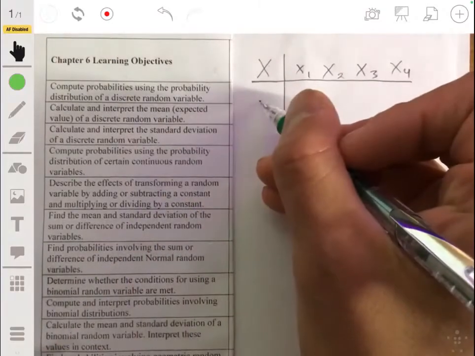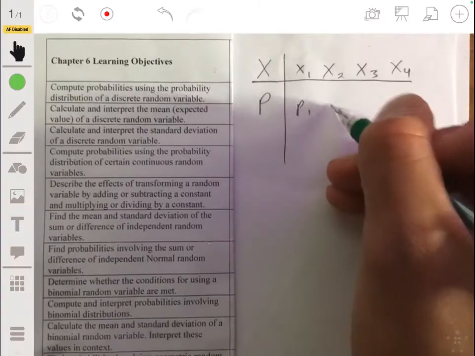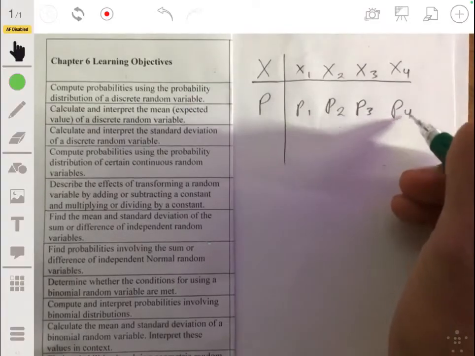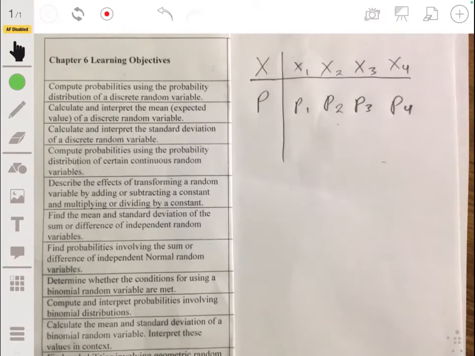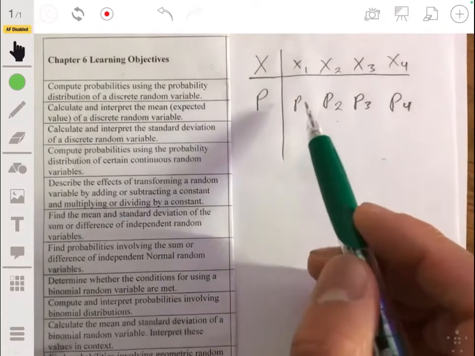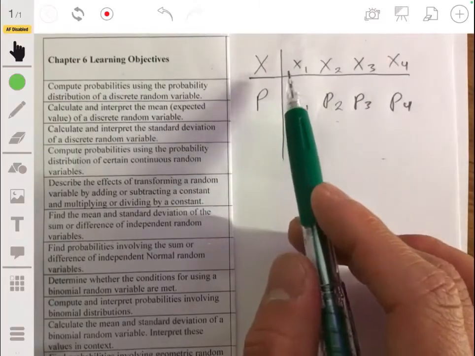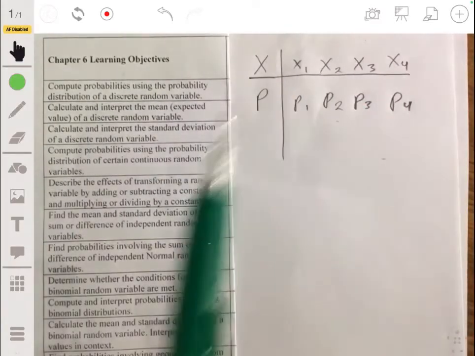So each of these has a probability, P1, P2, P3, P4, and so forth. This is a discrete set of variables because they take on whole numbers or numbers that have gaps between them. Now these are still going to have to add up to 1. The total probabilities have to add up to 1, and each of them has to be between 0 and 1. That's always going to be true in order for it to make sense.